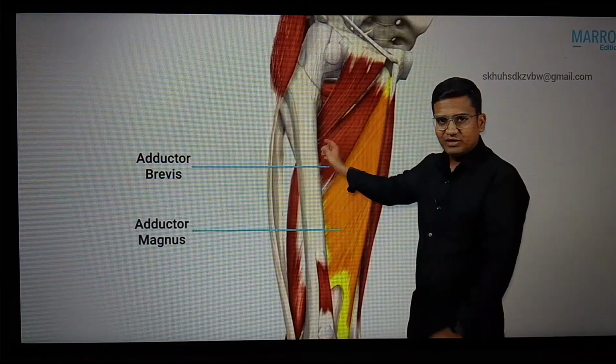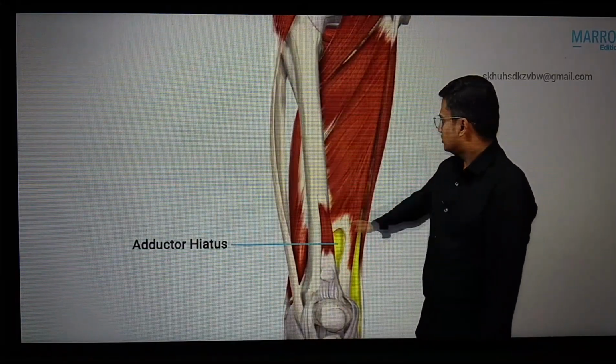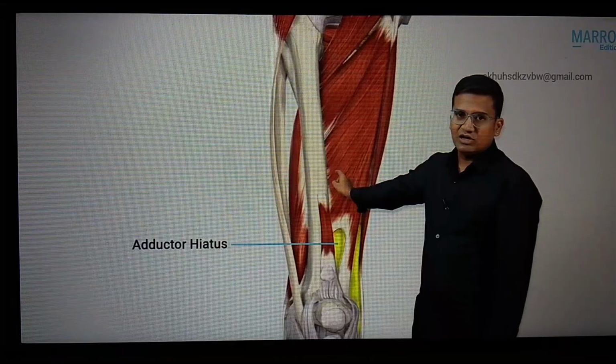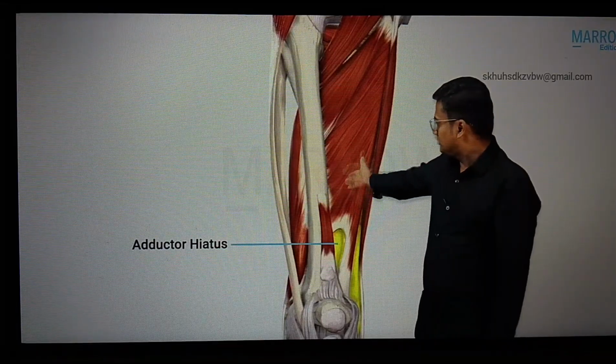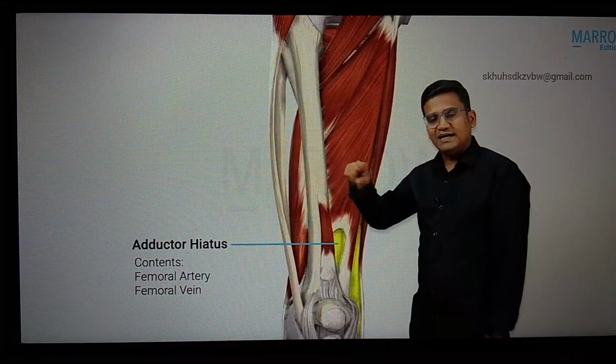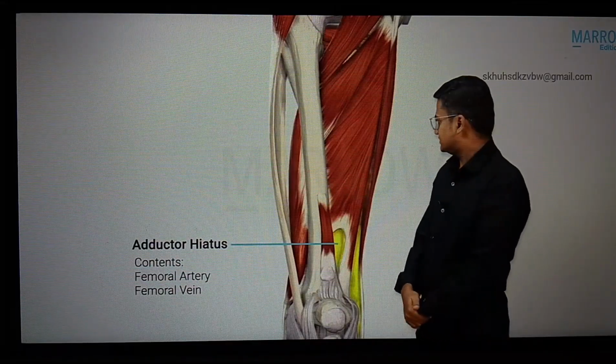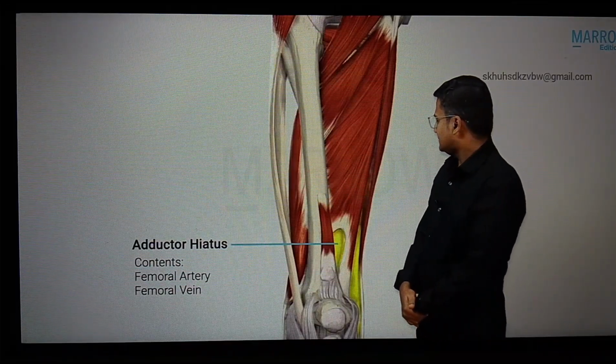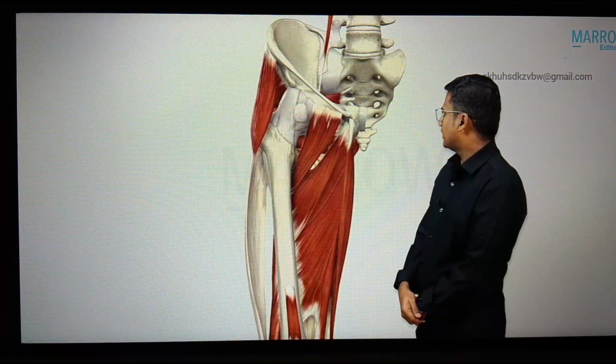Next, we're going to remove adductor longus muscle so that you can see the adductor brevis muscle and below that adductor magnus muscle. Now, with the adductor magnus muscle, you are seeing the opening that is called adductor hiatus. Through which the femoral vessels go to the back of knee joint and then continue as the popliteal vessels. The adductor hiatus transmits femoral artery and femoral vein.